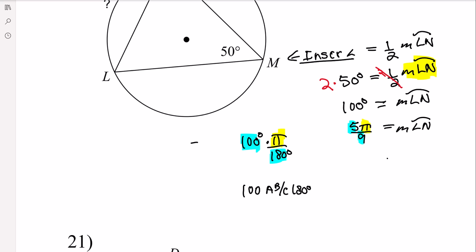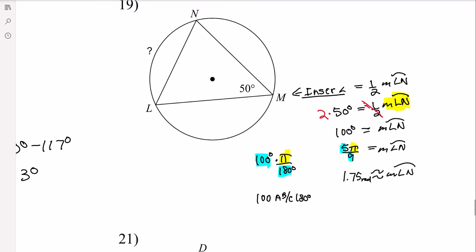Now, if it wants the approximate length, then you just type that in your calculator, 5 pi divided by 9, which is about 1.75 radians. And I just put RAD for radians in case you can't read that.